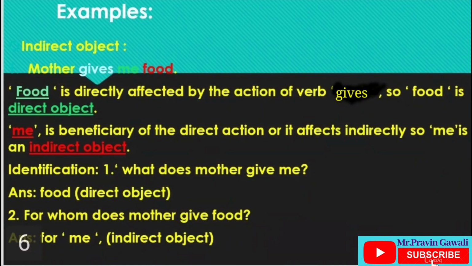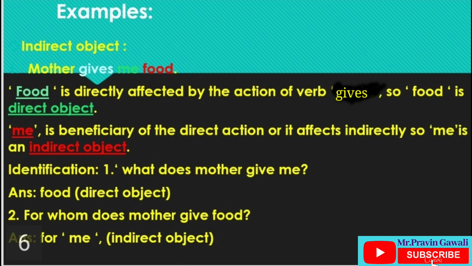Let's have an example of indirect object. Students, mother gives me food. In this sentence, food is directly affected by the action of verb gives. So food is direct object. So you might have understood which is the direct object. Food is a direct object. Now see, me is a beneficiary of the direct action, or it is affected indirectly. So me is indirect object.